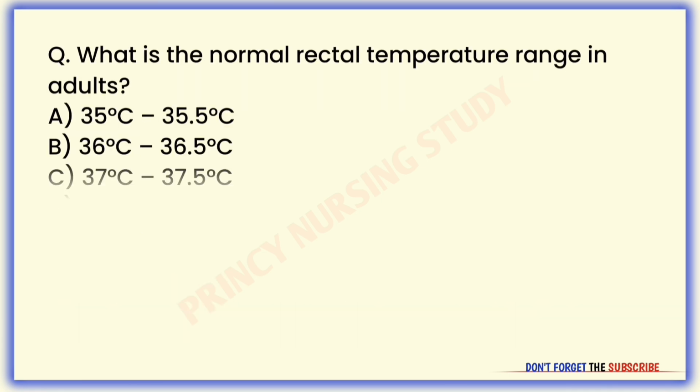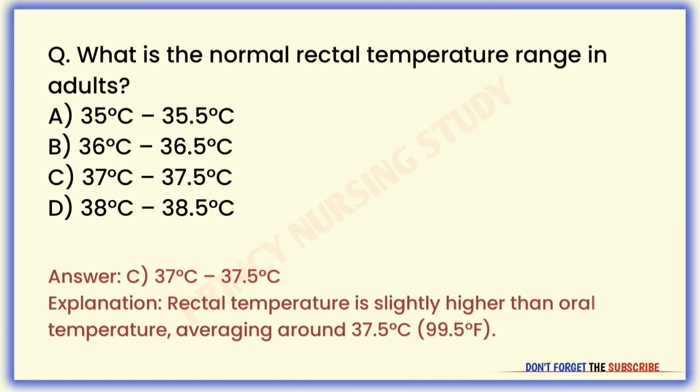Next question. What is the normal rectal temperature range in adults? Correct answer is C. 37 degrees Celsius to 37.5 degrees Celsius. Rectal temperature is slightly higher than oral temperature, averaging around 37.5 degrees Celsius, 99.5 degrees Fahrenheit.